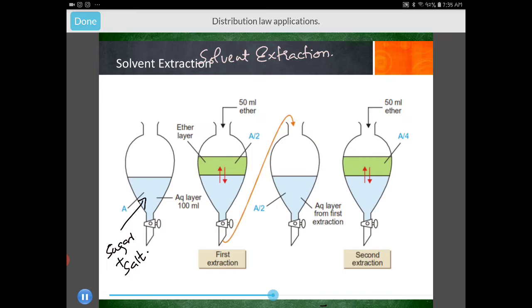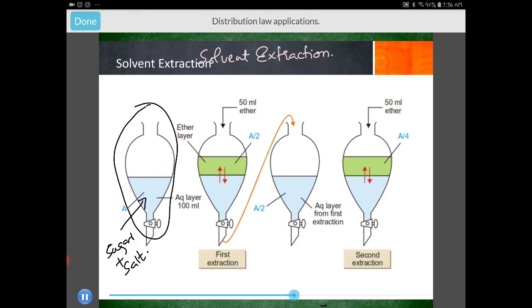Then you know that sugar is an organic compound. Into the separating funnel, you will be adding a little of an organic layer. Organic layer means it is made out of an organic solvent. It could be acetone, it could be ethyl acetate, there are many organic solvents. So generally we take ether. Why do we take ether?